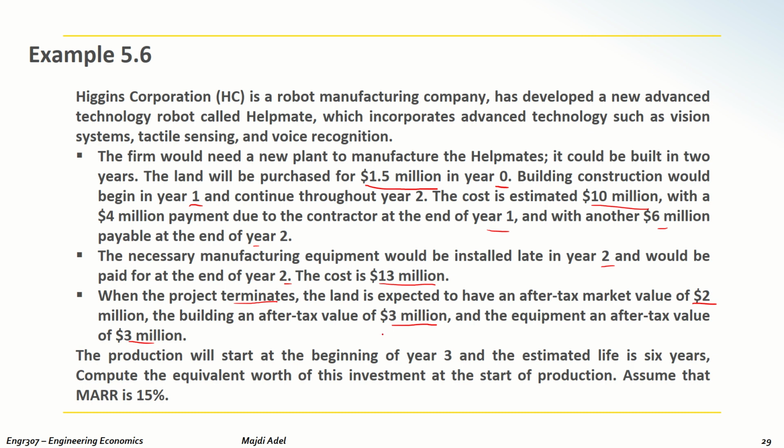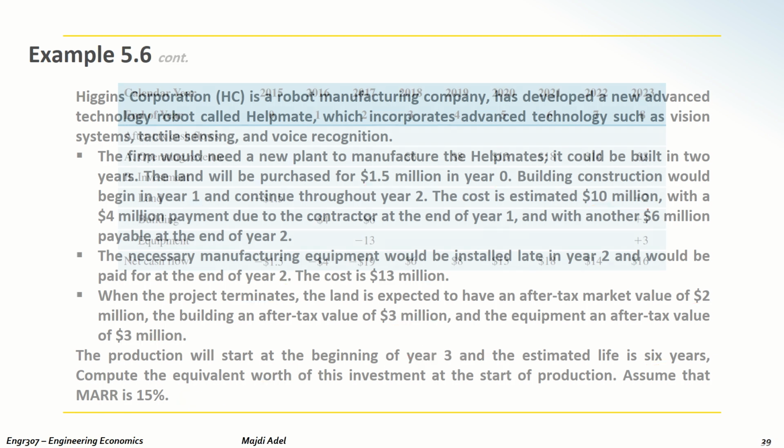The production will start at n equal 3, and its estimated life is 6 years. The project life is 6 years. We need to calculate the equivalent worth at the start of production. I want to calculate the equivalent worth of this project at n equal 3 at a MARR of 15%.